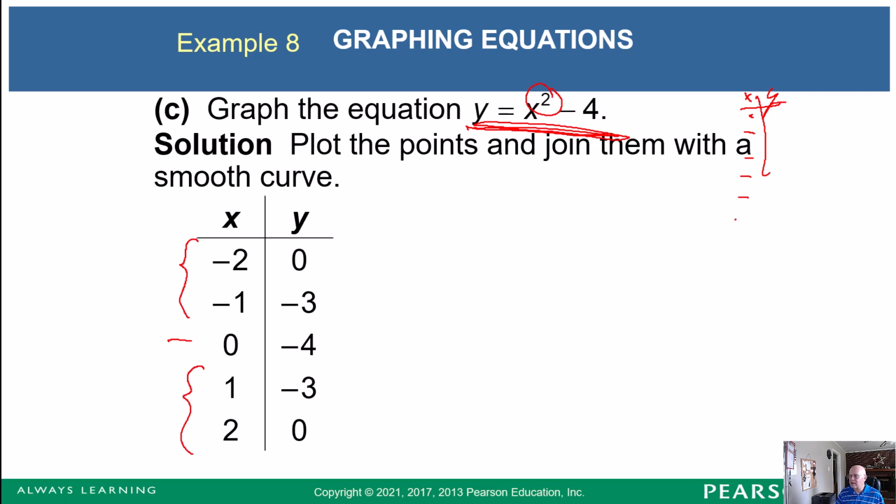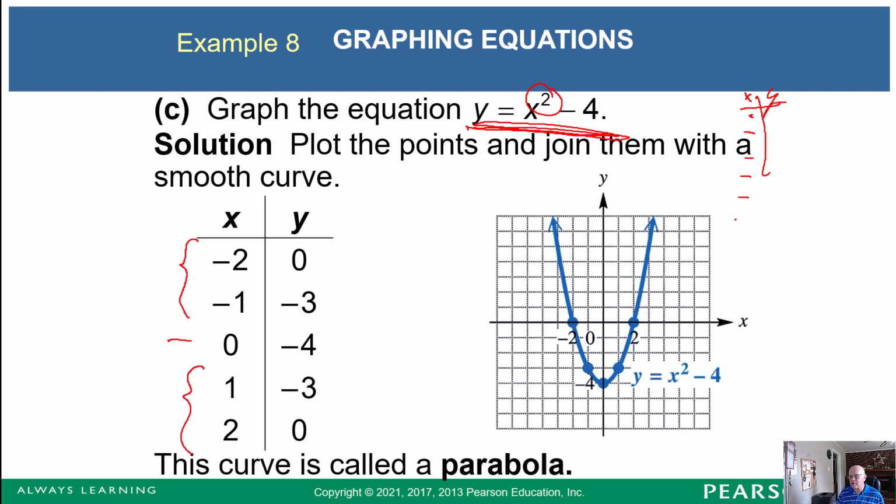Well, folks, that's about it, except there's the picture of the curve, and that one's called a parabola. We'll talk about that more later, but for the time being, that's a parabola. Notice these curves do not come back around. They keep going out both ways.